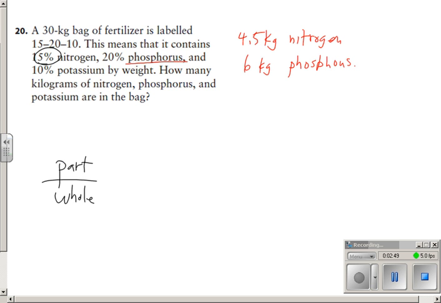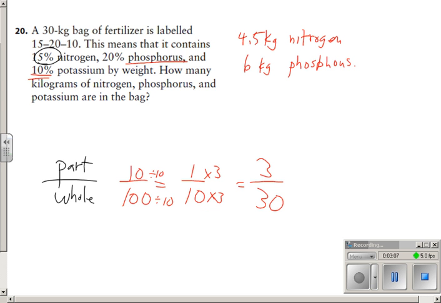And the last one is 10%. So we have 10 out of 100, right? There's our 10% is equal to, I'll leave it over here blank, out of 30 kilograms. So again, I'm going to divide this by 10 and divide this by 10. An equivalent ratio is 1 to 10. And we all know that if we multiply by 3, we get 3. So what does that mean? That means that 3 kilograms out of the 30 kilogram bag, 3 kilograms will be potassium.